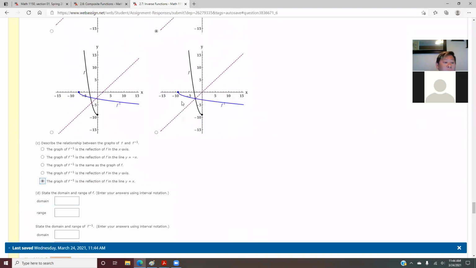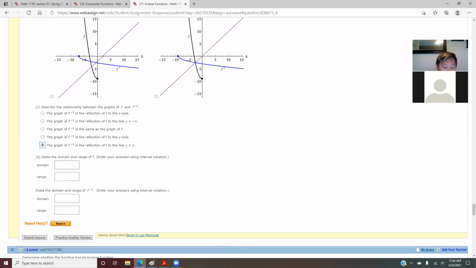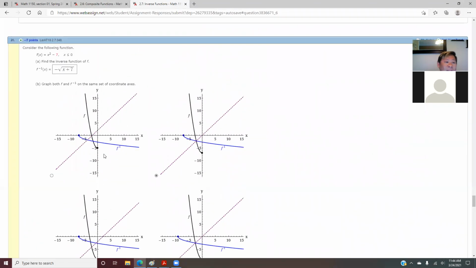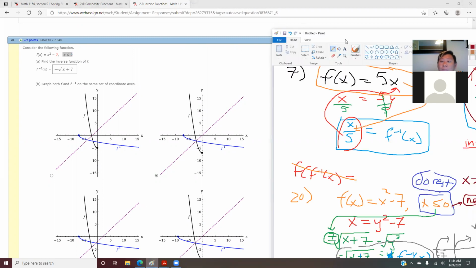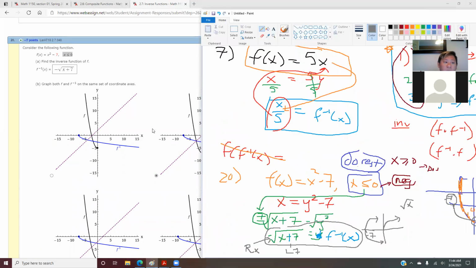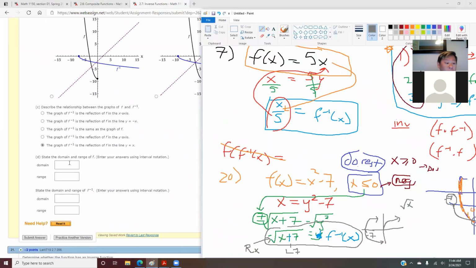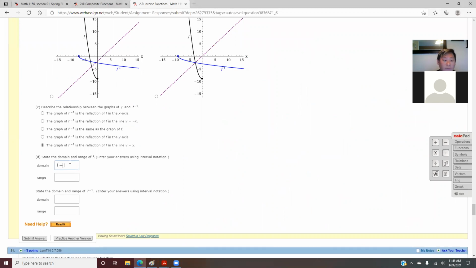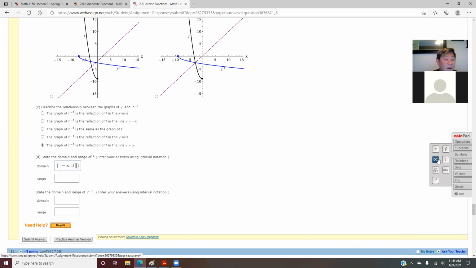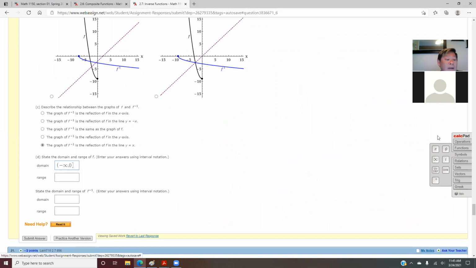Okay. Domain and range. What is the domain of the original function? Because it is given to us by this domain restriction, you have to follow it. So what does x less than or equal to 0 mean? What is the domain? Negative infinity to 0. That's correct. Another property: 0 is included because of the equal sign.